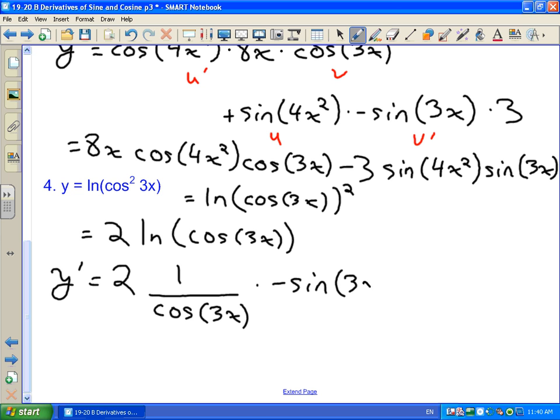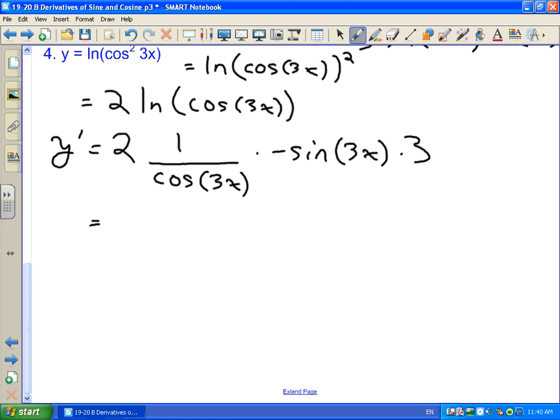Exactly. Then we have to multiply by the derivative of the function which is inside there, which is where the 3 comes in. Okay. So we can clean this up a bit. We get negative 6 sine 3x over cos 3x. Now, if we're really ambitious, we can simplify this a little bit further.